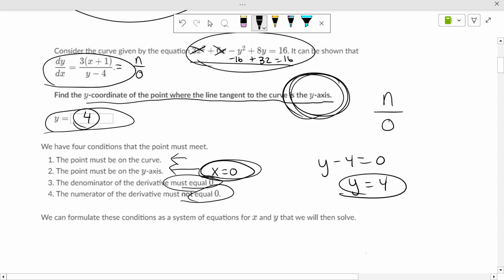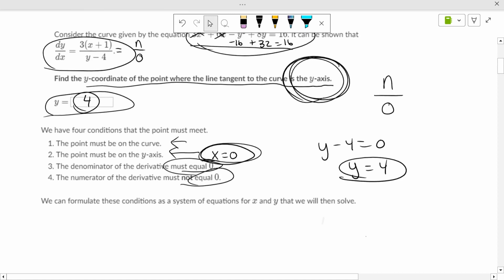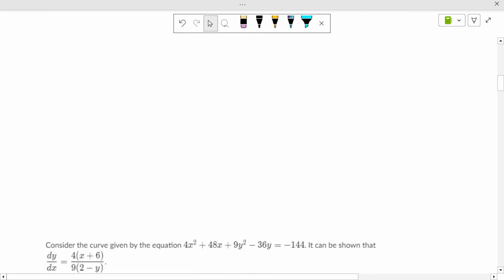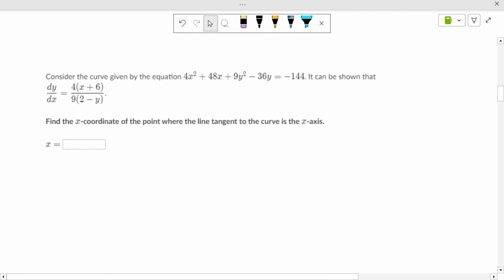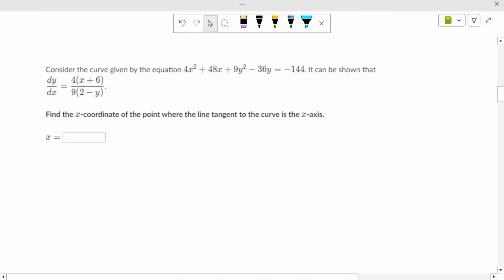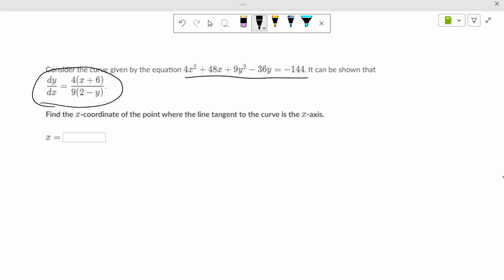Now this was an easier problem because everything fell into place really nicely, okay? But we will get a little more difficult problems, okay? Now, this one, I didn't include the cheat sheet down below, okay? So, here's the curve. They were so nice and they did the derivative for us. Find the x-coordinate of the point where it's tangent to the x-axis. Since it's tangent to the x-axis, y must equal what number?